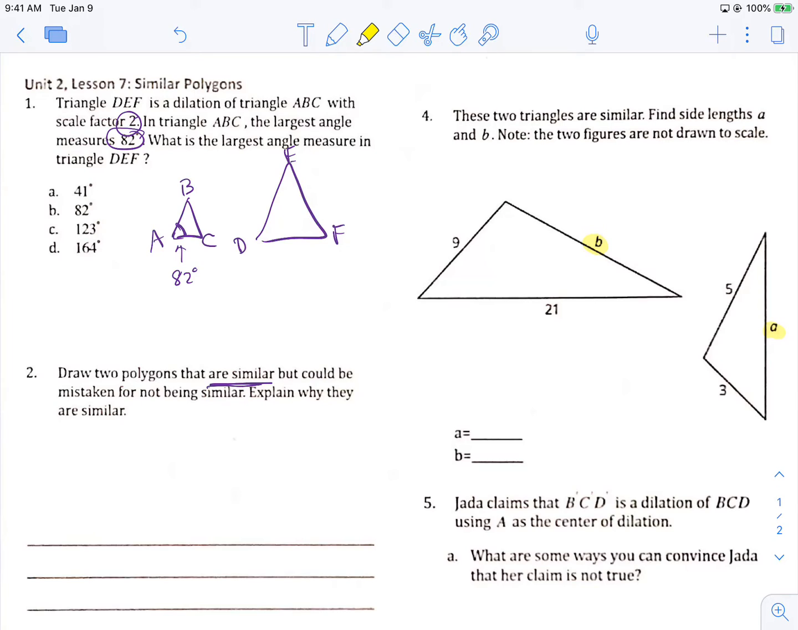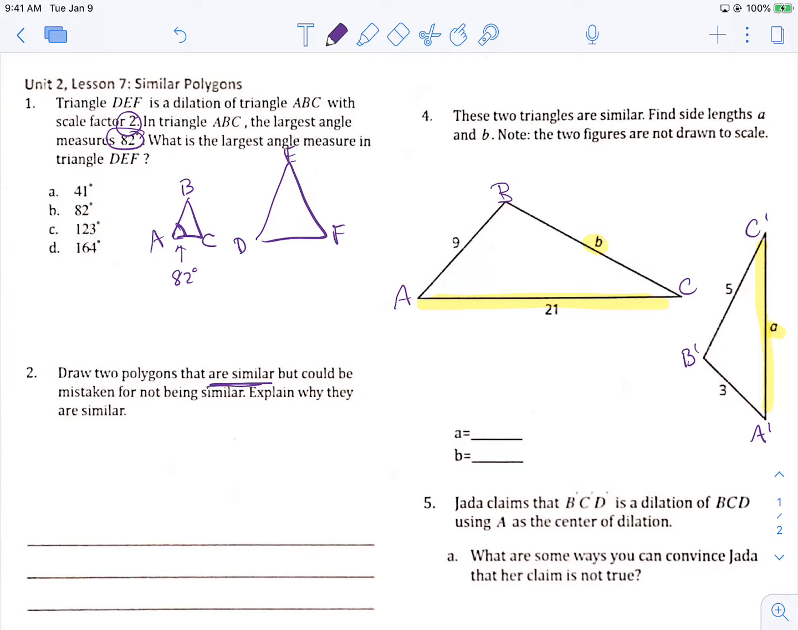So if we look closely, we can maybe label this one A, B, and C. And if we notice, this side here is the longest side, and so is this side in the smaller one. So we can help ourselves by labeling this as A prime, B prime, and C prime. So that means A corresponds to 21, and 3 corresponds to 9, and 5 corresponds to B.